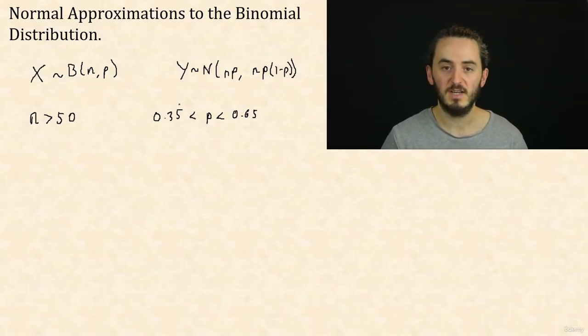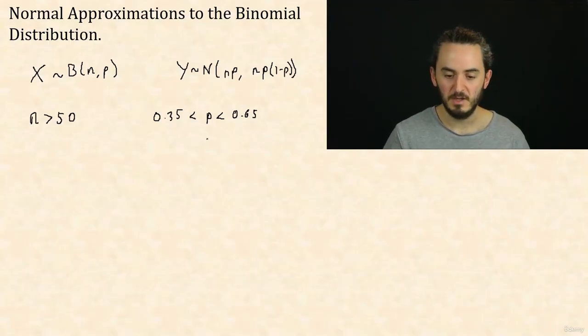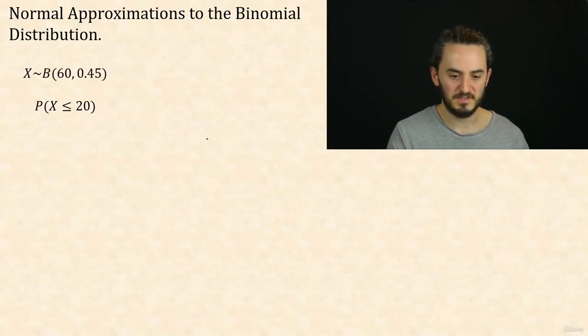But for your own interest, the bigger n is the better. So if it's 50, that's fine. If it's 40, that's probably about fine as well. It depends how much you care about the accuracy of your answer. But in general, bigger than 50 and p somewhere between about 0.35 and 0.65 should be fine. All right, let's have a look at how we do this.